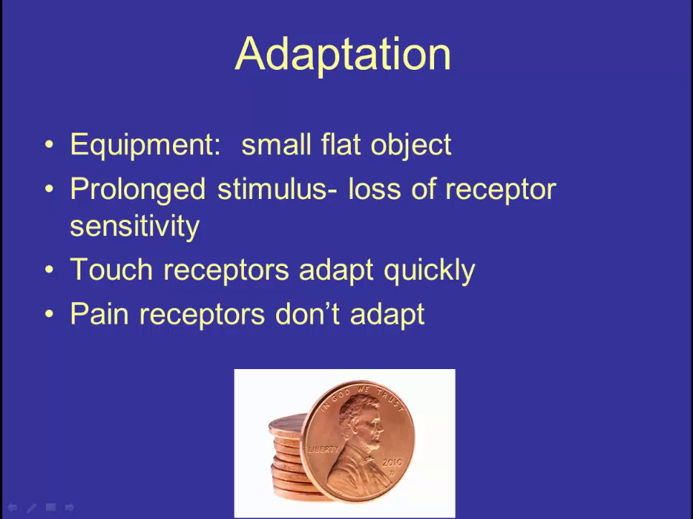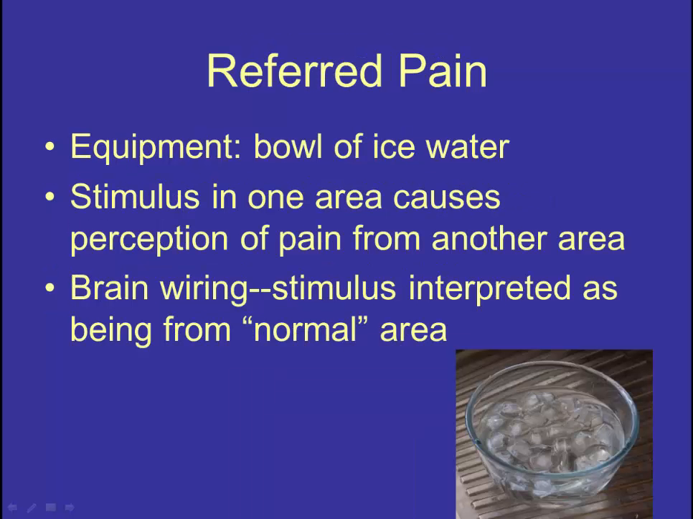Referred pain is where the body will misinterpret the signal and you will feel sensations somewhere else than where it's actually originating. So for example, if you've ever hit your funny bone, you hit the elbow and that's where the stimulus is. But you can feel it travel all the way up to your fingertips, with tingly sensations, even though you didn't touch your fingertips.